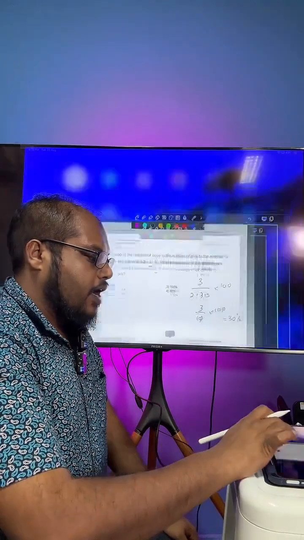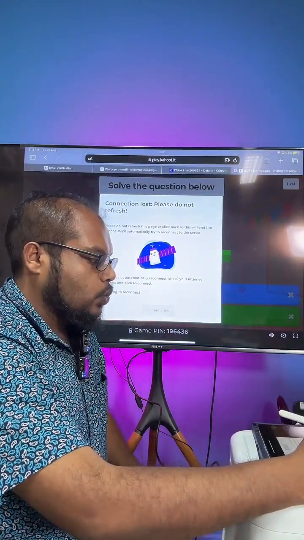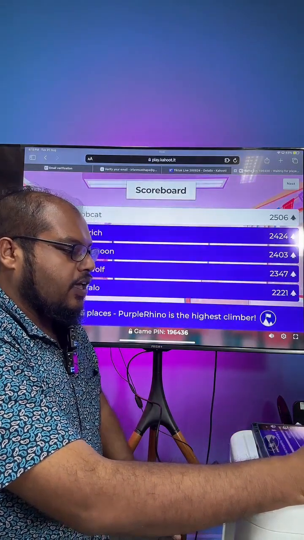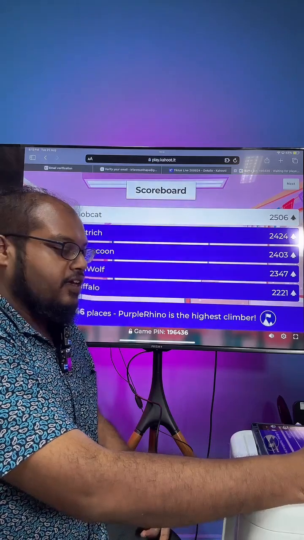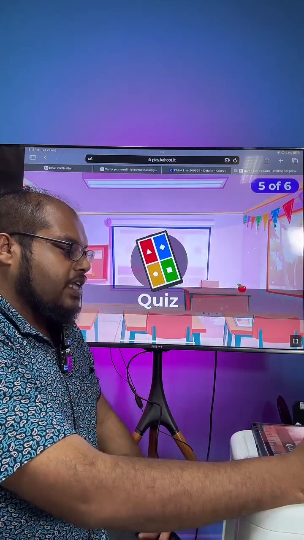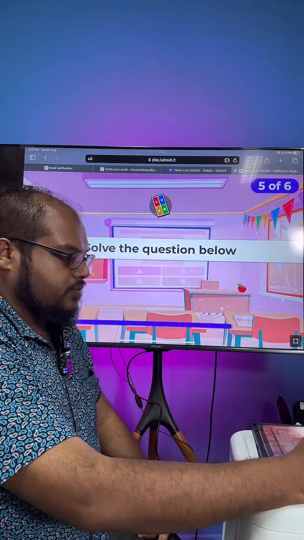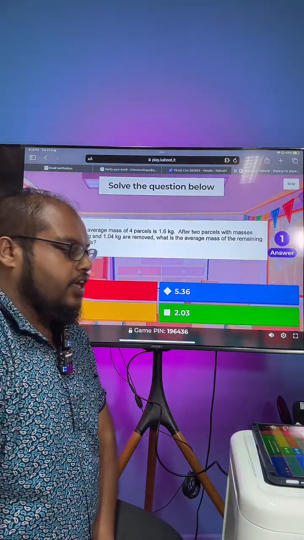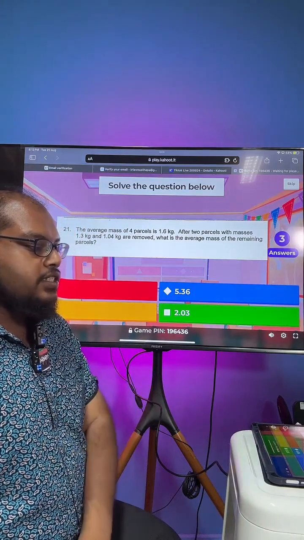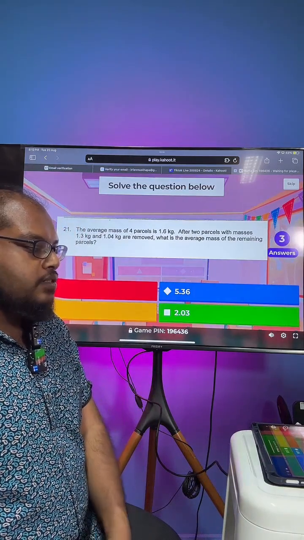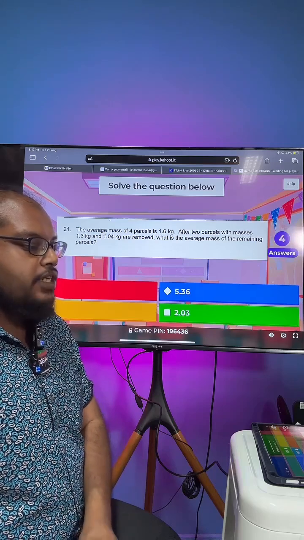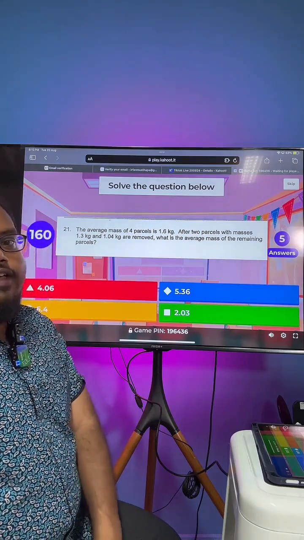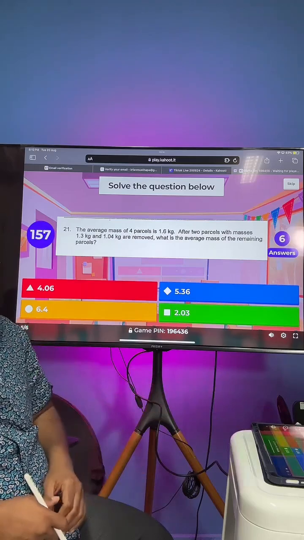Now, let's go to our second last question for the day. We have another change in the ranking. It's on average. The average of 4 parcels is 1.6 kg. After 2 parcels were removed, they ask for the average mass of the remaining 2 parcels. Average of remaining.